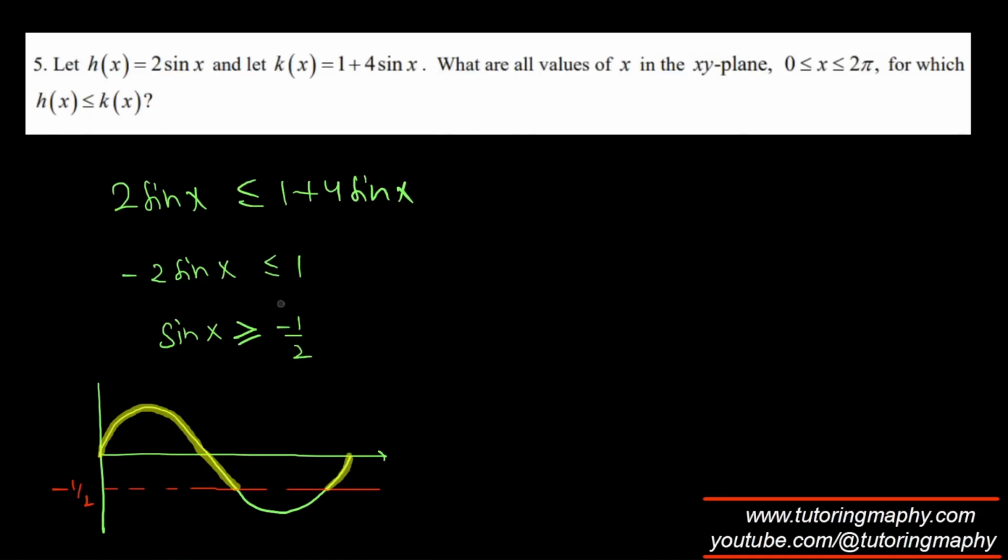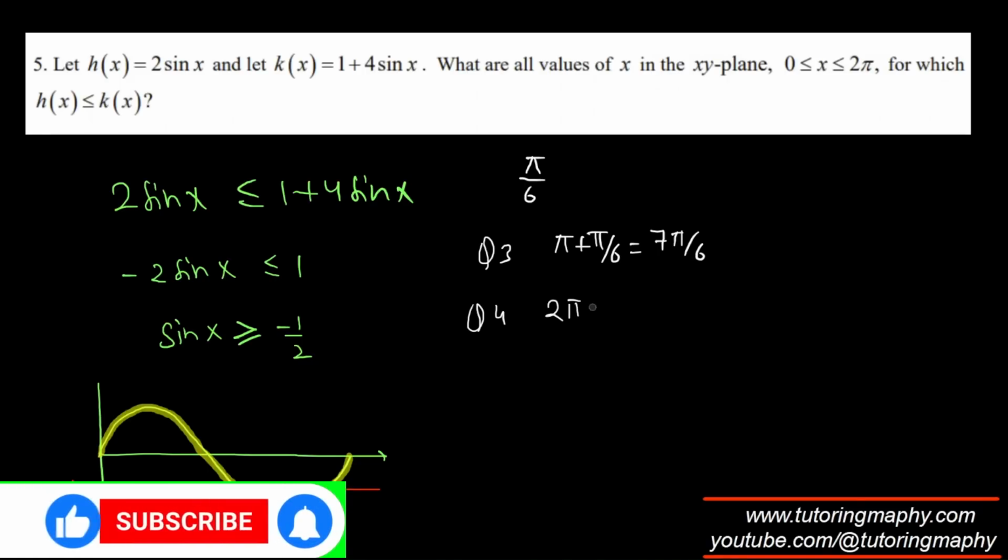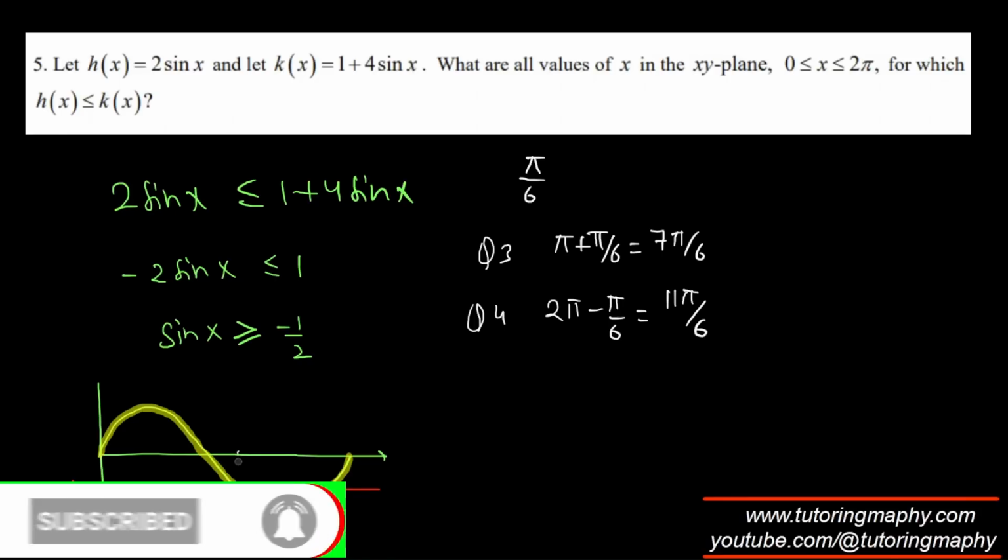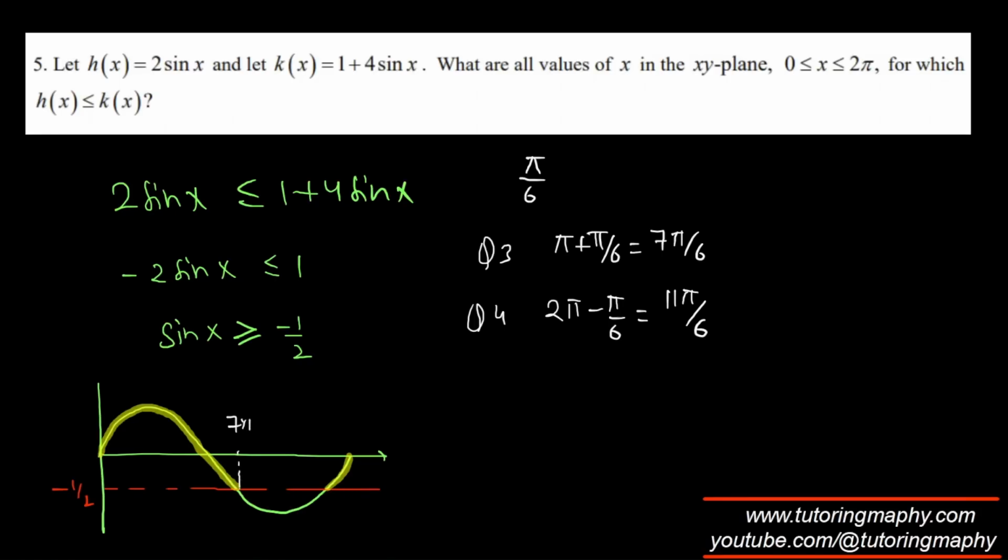All right. When is sine 1 over 2? I'm finding the reference angle. Sine is 1 over 2 at pi over 6. And sine is negative 1 over 2 in quadrant 3 and quadrant 4. So the angle that I'm looking for is pi plus pi over 6, which is 7 pi over 6, and in quadrant 4 it is 2 pi minus pi over 6, which is 11 pi over 6. So this point is 7 pi over 6, and this point is 11 pi over 6.